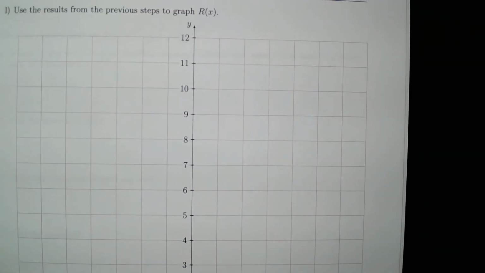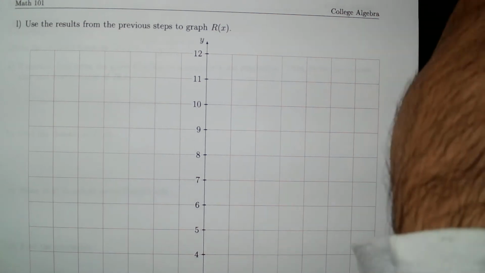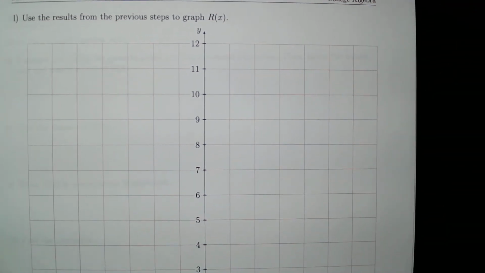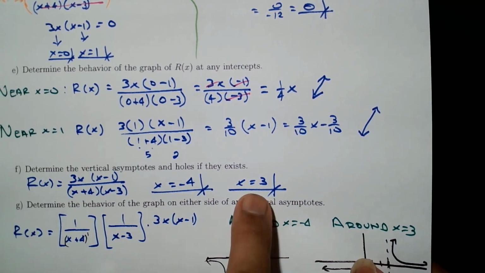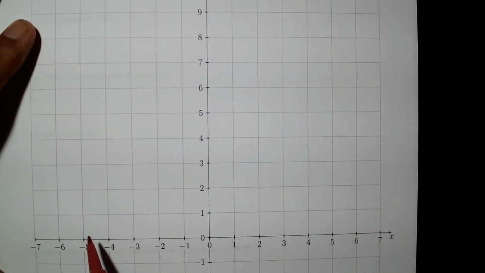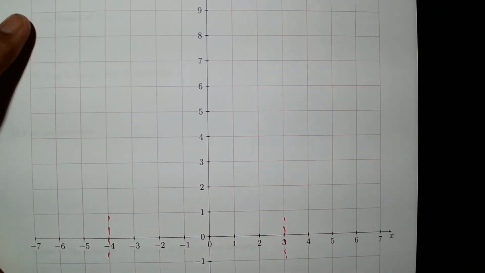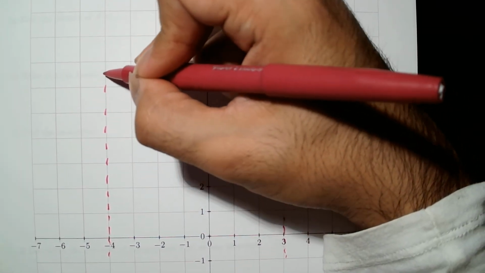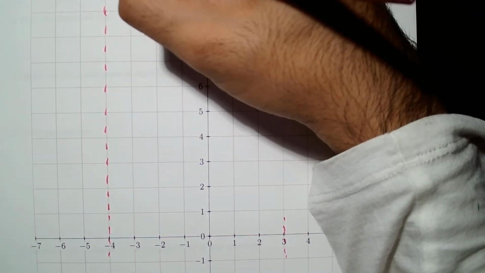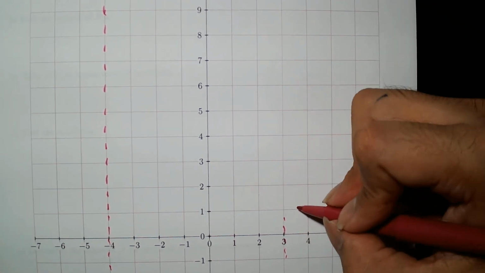So this graph is going to be huge in space. Let's see. I'm going to start with the vertical asymptotes first. For the vertical asymptotes, we had -4 and +3. So I'm going to go towards -4 and +3. Okay, let me draw the rest of the asymptotes. This one is going to take a good minute to draw.